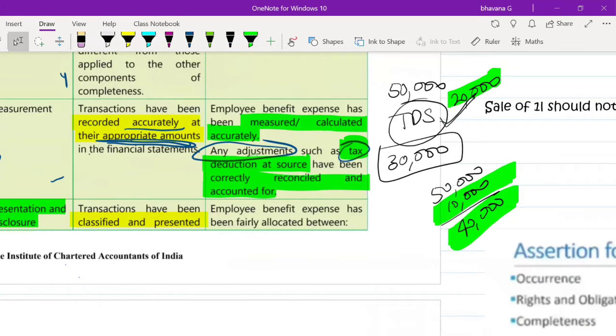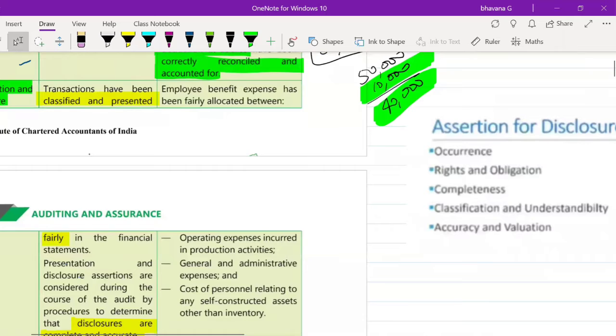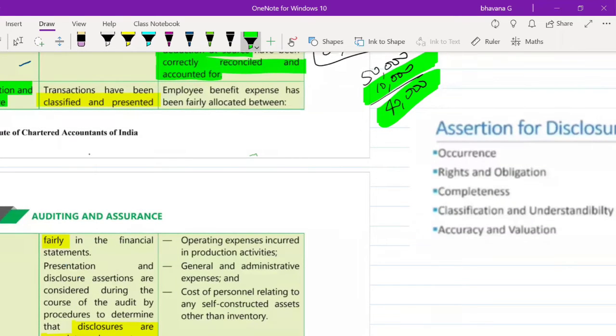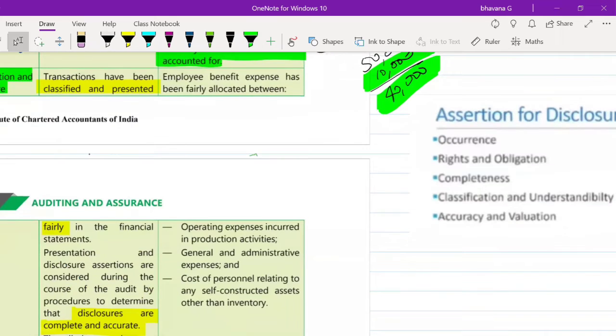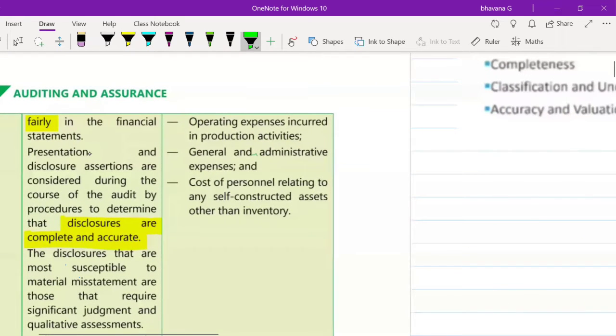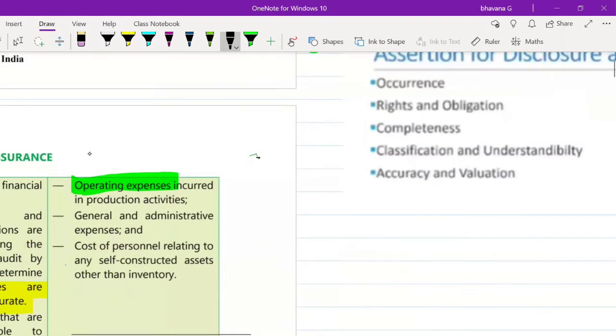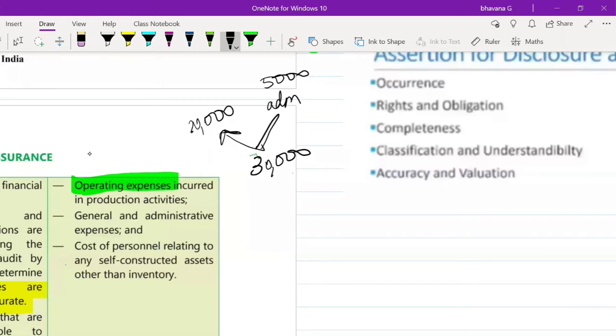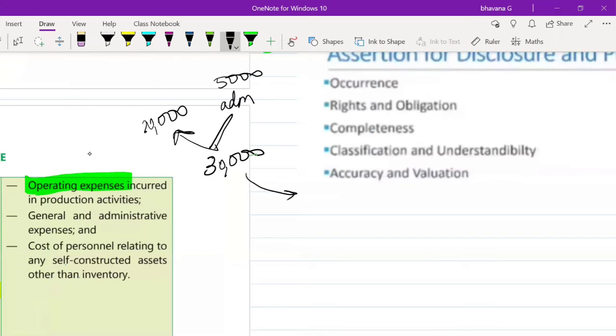Okay. And the last point is presentation and disclosure. That means whatever you are going to disclose relating to the employee benefit expenses, you have to see whether it has been fairly allocated between operating expenses, that means relating to the manufacturing or producing department, and others. Suppose the expense was 30,000 rupees. For the production department it was about 10,000 or 20,000, and for the administration department it was 5,000, and the remaining department it was remaining.